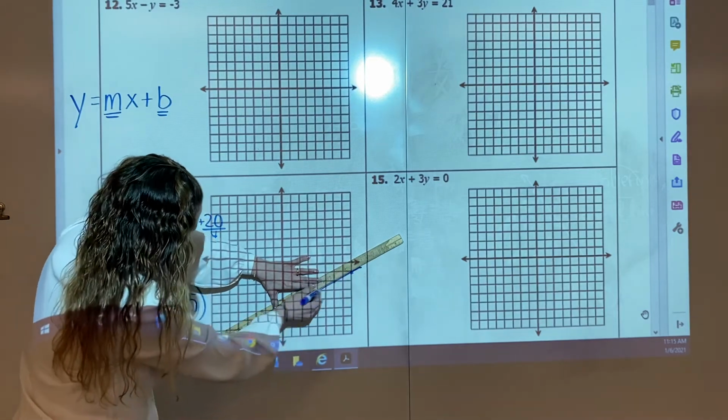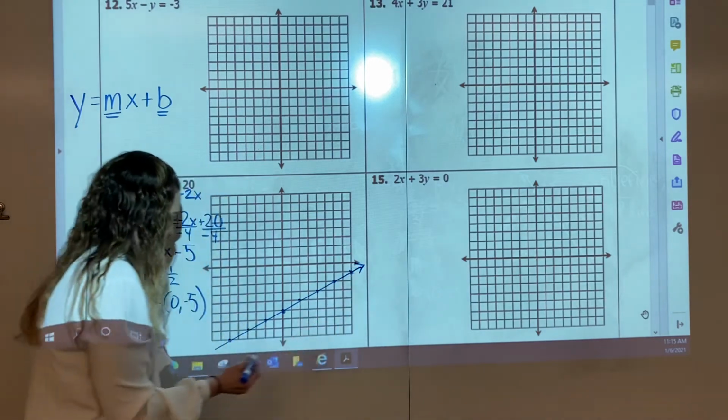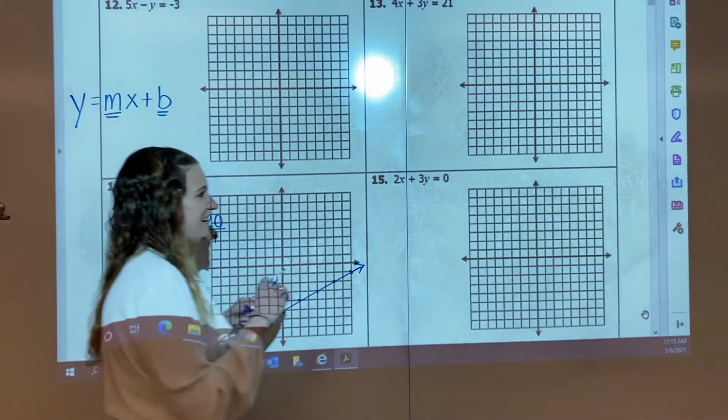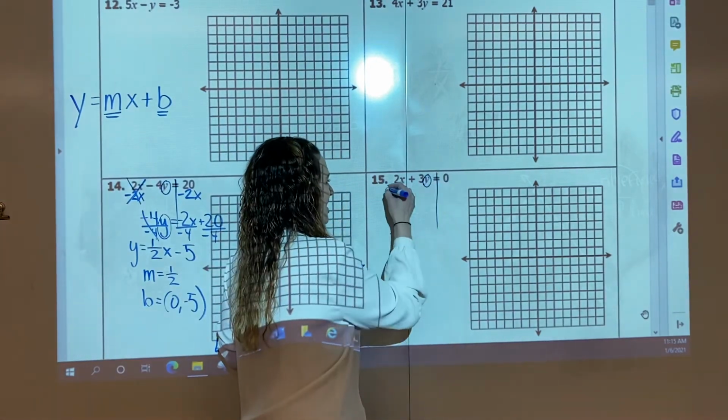There we go. Off the graph. And draw your arrows. Alrighty, let's continue. Number 15. Circle my y. Get rid of that x.